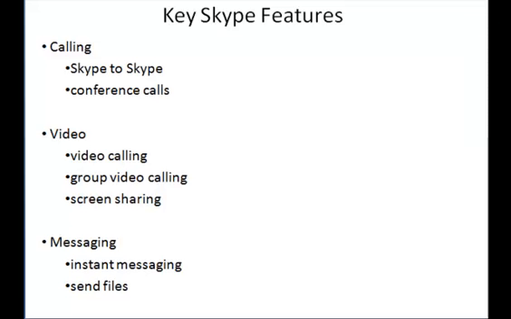Once you have Skype set up on your PC, there's three key features that will be enabled. One is around calling, second is around video, third is around messaging. First, calling. Once your PC is set up, you can do Skype to Skype calls as well as conference calls. Around video, you can do video calling, group video calling, as well as screen sharing. Screen sharing can only be done amongst two people. And then finally messaging, where you can instant message one another as well as send files.